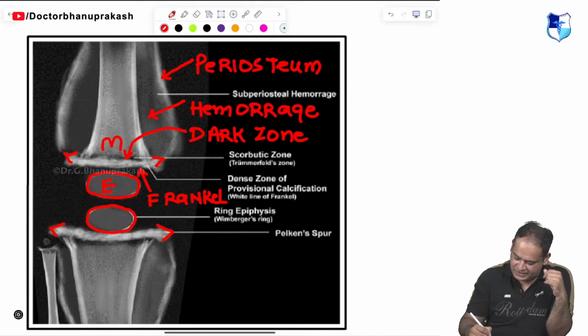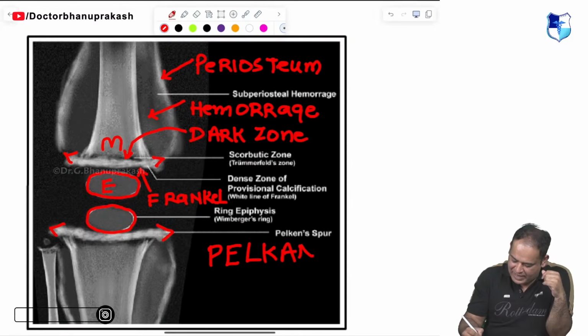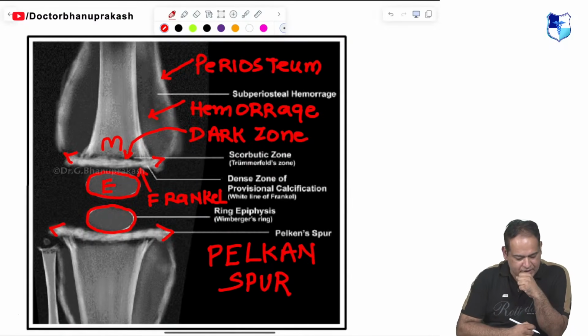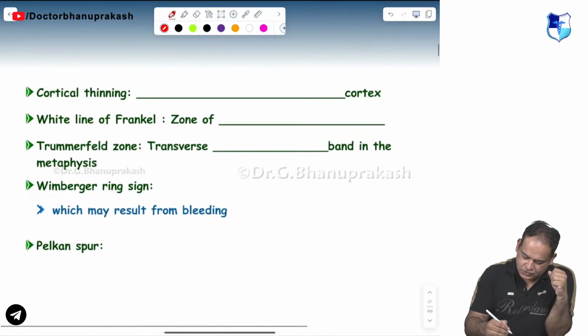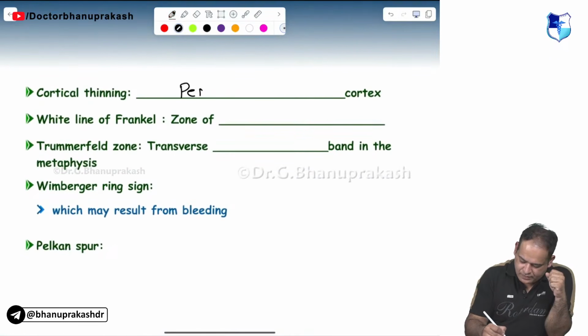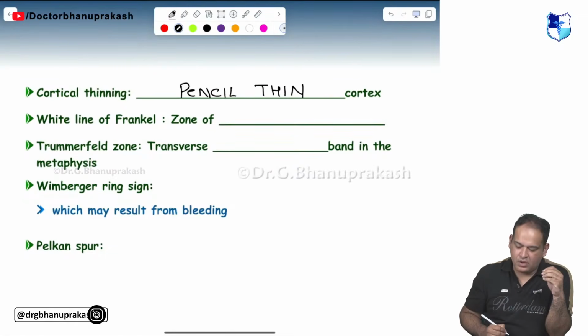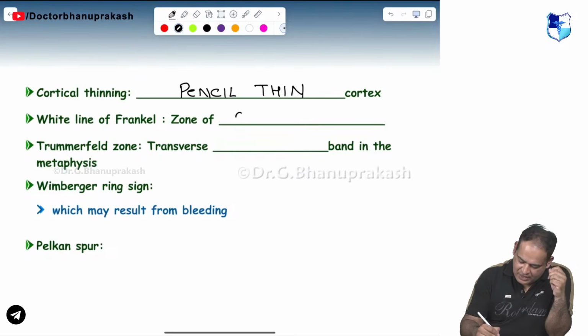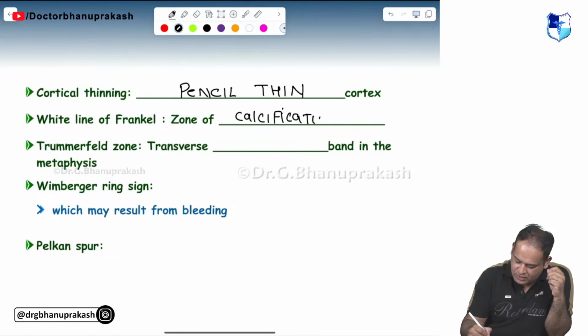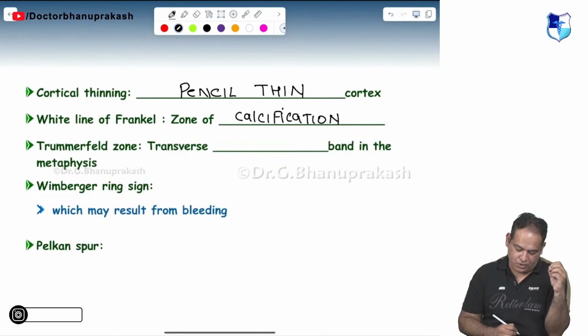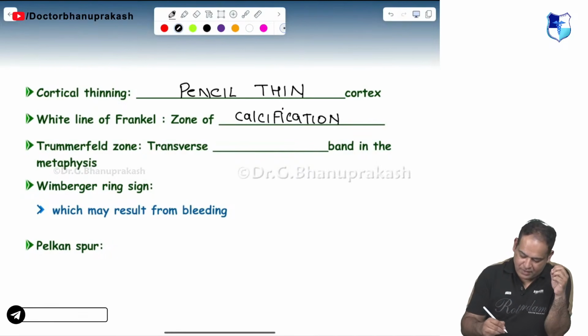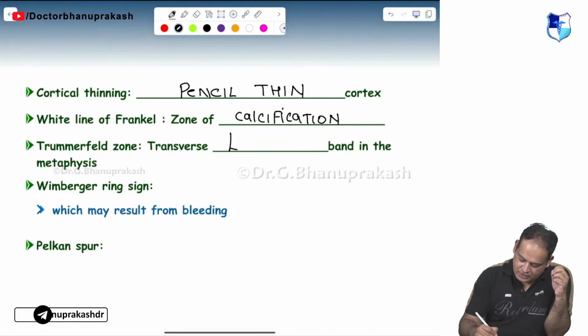And then you will see sharp edges at metaphysis. What are they called? They are called Pelkan spur. See, so what you get to see here? Pencil thin cortex. Then white line of Frankel, that is zone of calcification. Zone of calcification. Trümmerfeld zone.